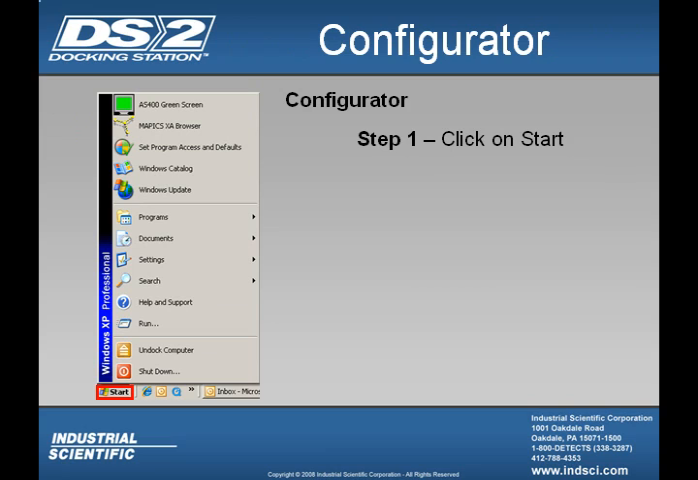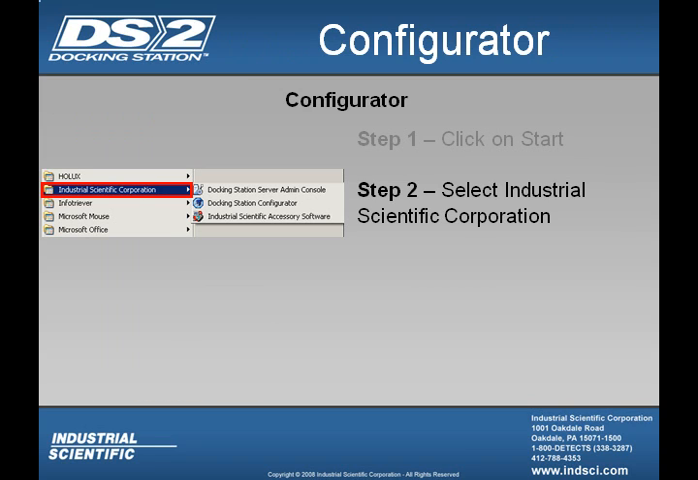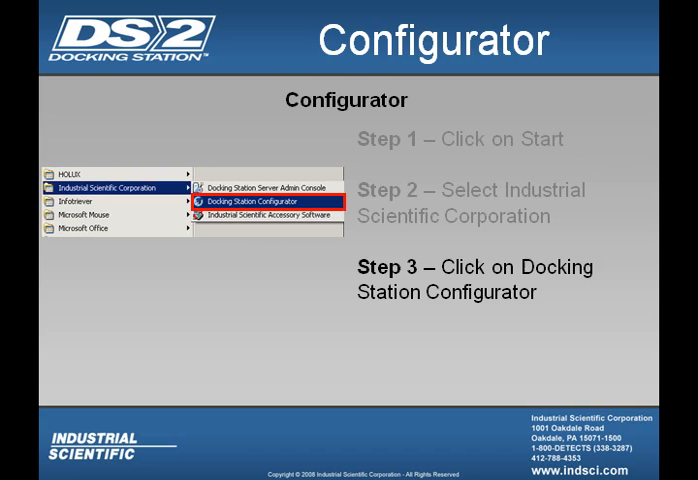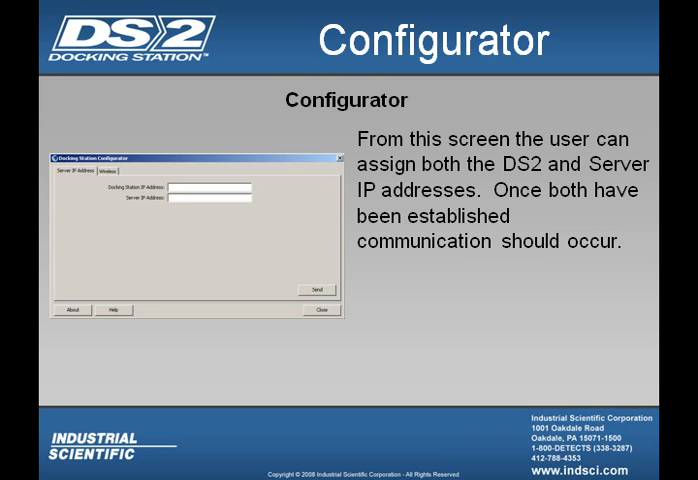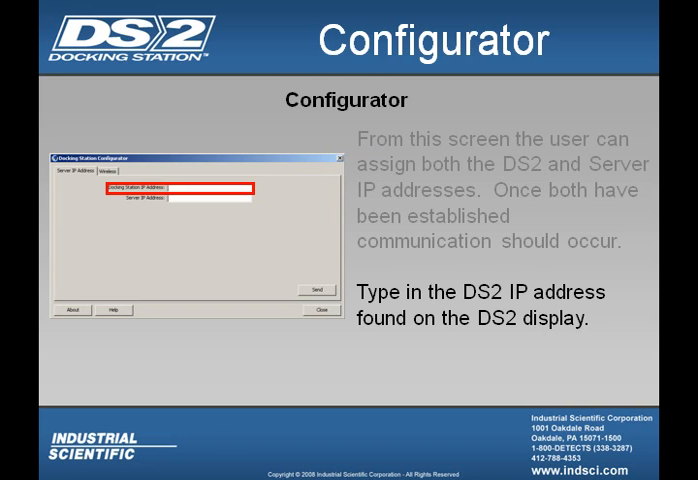To use Configurator, the first thing you have to do is click on Start. From Start, we're going to select Industrial Scientific Corporation, and then we'll be able to locate our docking station configurator software if it has been so installed. From this screen, the user can assign both the DS2 and the server IP addresses. Once both have been established, communication should occur.